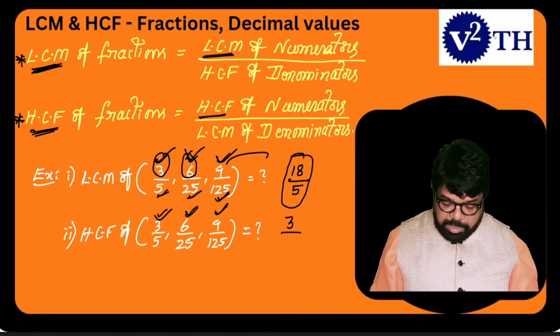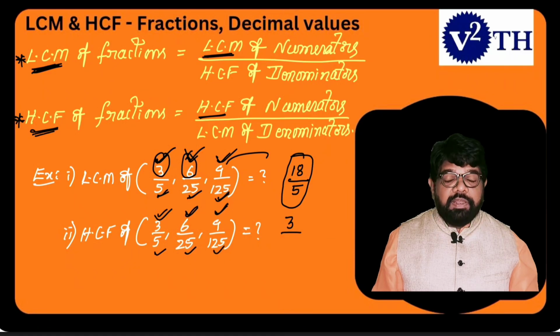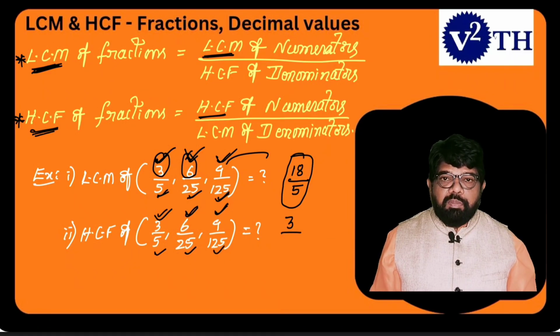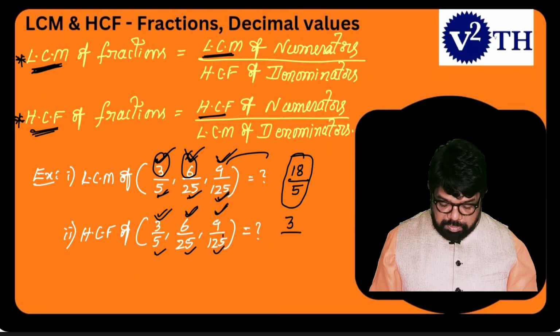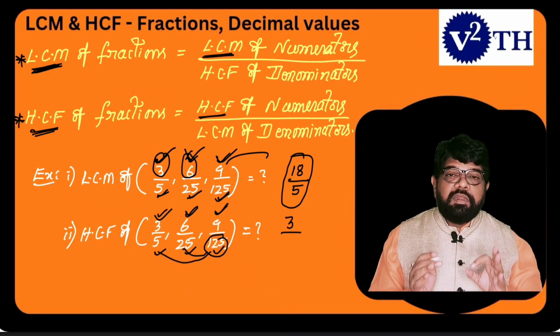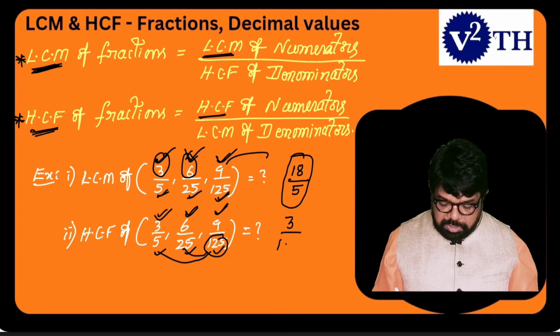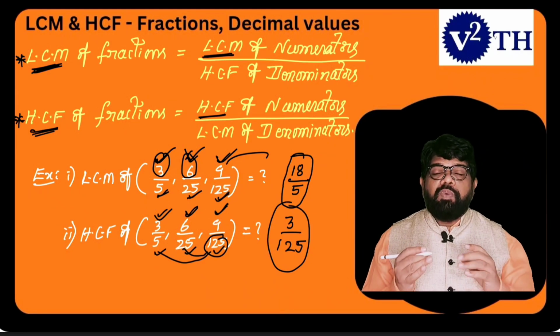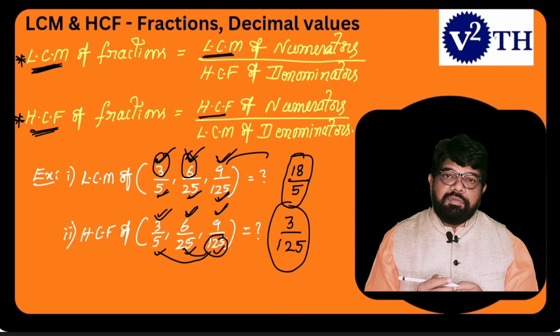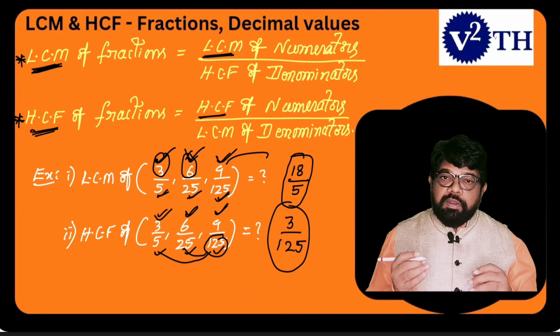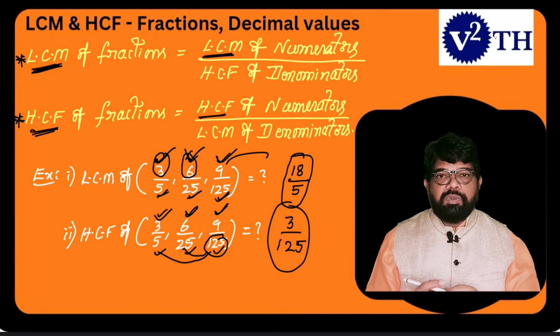LCM of 5, 25, 125. What is the LCM of 5, 25, 125? What is the shortcut? Multiple shortcut, larger number. If the larger number is exactly divisible by the remaining numbers, we say that larger number itself is the LCM. That is the LCM shortcut. According to that, what is the LCM? 125. So what is our answer now? 3 by 125 is the HCF of 3 by 5, 6 by 25, 9 by 125.